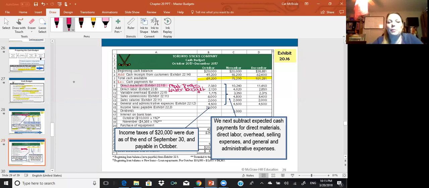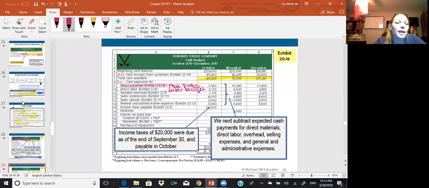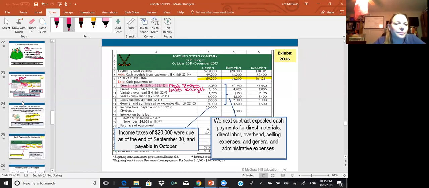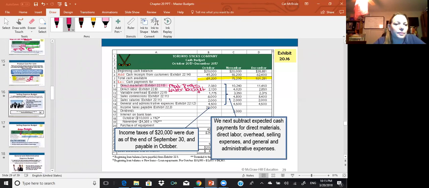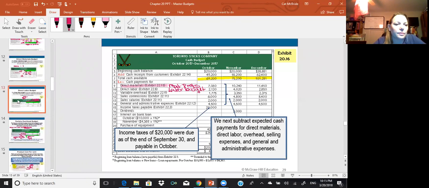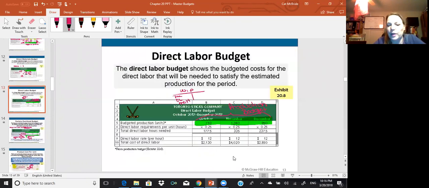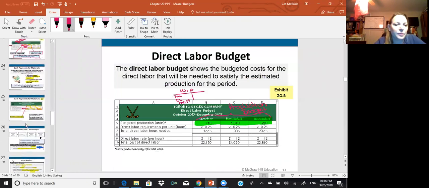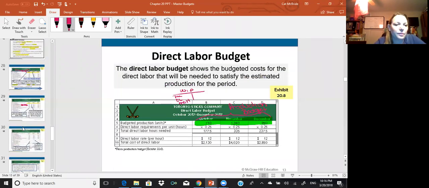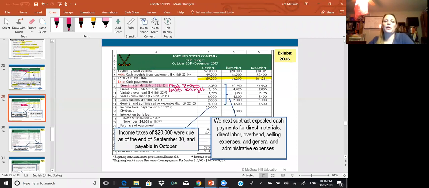And then we have our direct labor, comes from our labor budget. So if I went back to our labor budget, here we have 2130. There's our 2130, our 4020, and our 2850 on our labor budget. Got it. So we have direct material, direct labor, and now we have our overhead. This comes from our overhead budget.